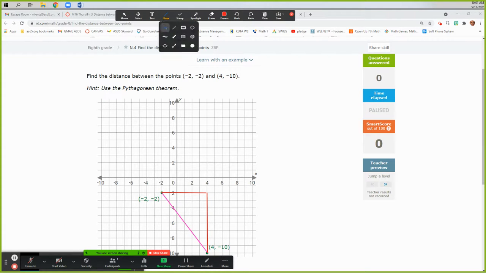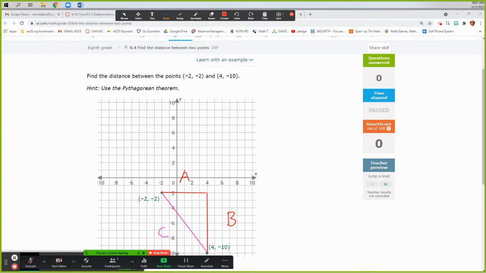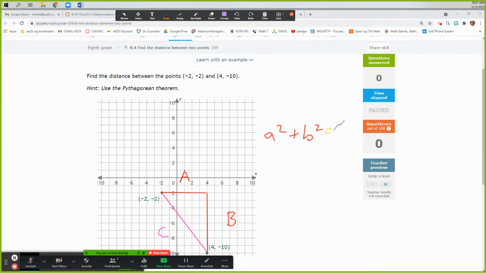They're a straight line. So we'll call this line A. We'll call this line B. And this one is C. And remember, we're talking here about A squared plus B squared equals C squared. There we go.